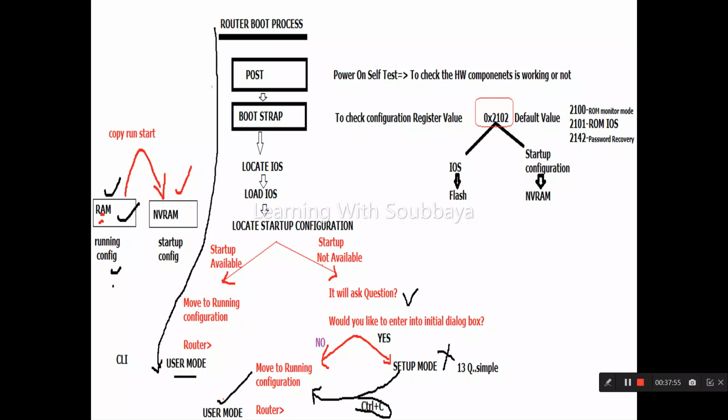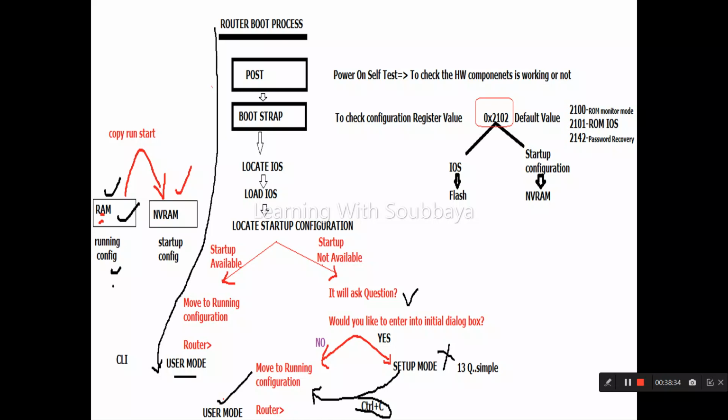So, first activity: when you power on your router, the first activity is POST, power-on self-test. You check whether all the hardware components are working fine or not. If yes, it goes to the next activity, bootstrap. In bootstrap, it checks whether the configuration register value is 0x2102 or not. If the default value is there, it represents that the IOS is in flash memory and startup is in the NVRAM. First, it locates the IOS, then loads the IOS into RAM.